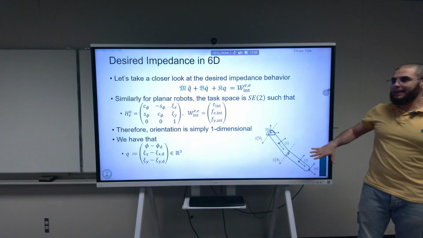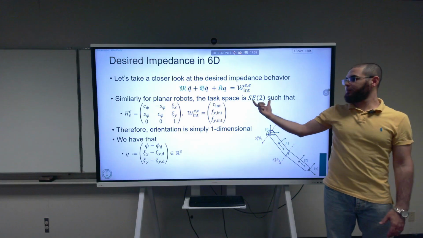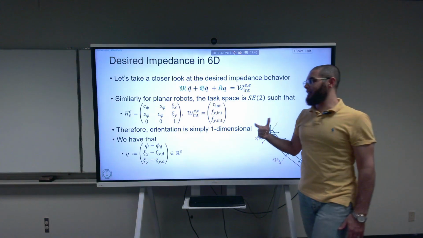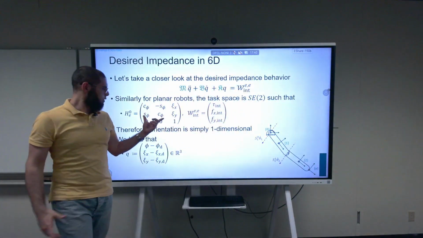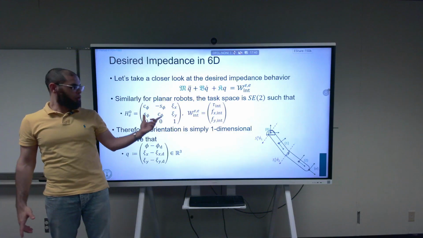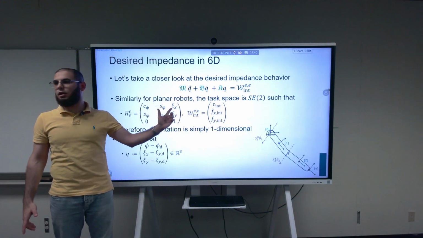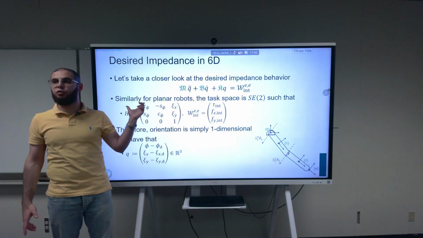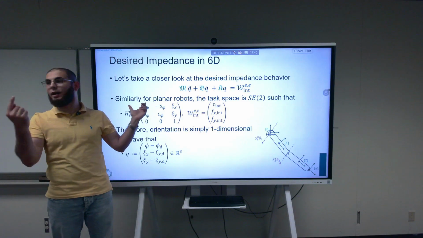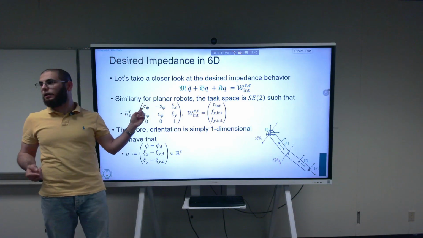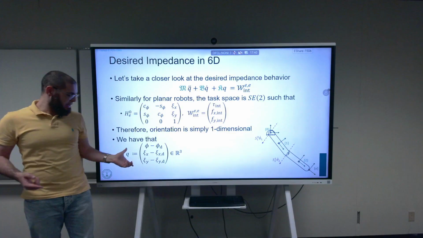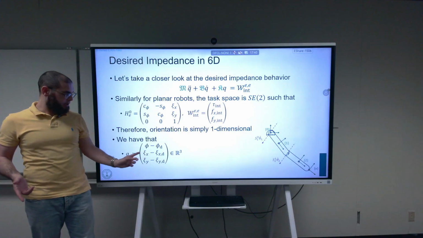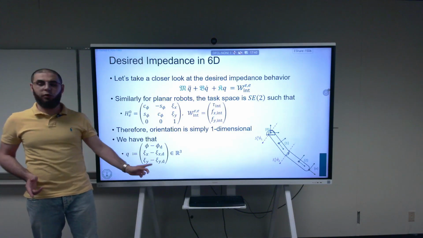So for this case, we have SE2 as our task space. But SE2, an H matrix in SE2, always has this form, right? It always has two numbers, psi x and psi y. And the rotation matrix part is isomorphic to one angle, exactly, the phi angle. So in the end, we can simply say that Q also is theta, phi minus phi desired, psi x minus psi x desired, and psi y minus psi y desired.